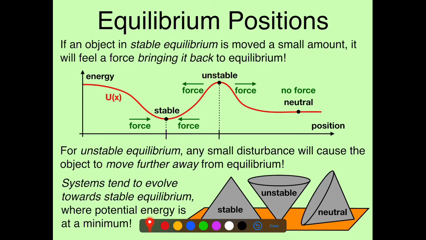If we look at the unstable point, this is where we have a maximum in the potential energy. The reason we call it unstable is, let's say I place the object slightly to the left of that point. The force is going to be pointing to the left, so that's going to bring it further and further away from the equilibrium point. If I place it slightly to the right of the equilibrium point, the force is going to be going to the right, which again is pushing it further and further away from that equilibrium point. So it's really hard to actually keep something at this unstable point because any slight disturbance is going to cause it to move further and further away from that point.